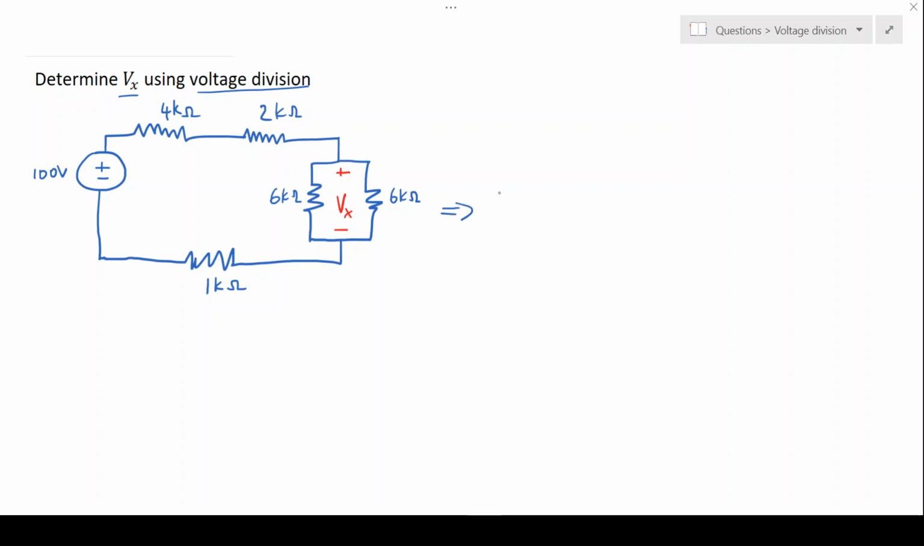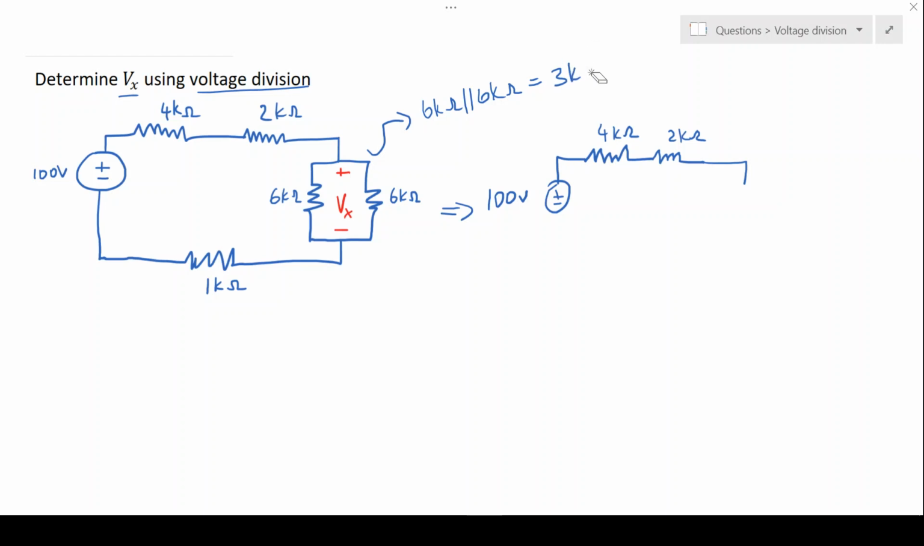So if we simplify the circuit, we'll still have a 100-volt source connected to 4 kilo ohm, 2 kilo ohm, and then we need to get the parallel combination of 6 kilo ohm and 6 kilo ohm, and we know that if the values are the same, the parallel combination should give you half of the value, so that will give us a value of 3 kilo ohm. And we're looking for the voltage Vx.